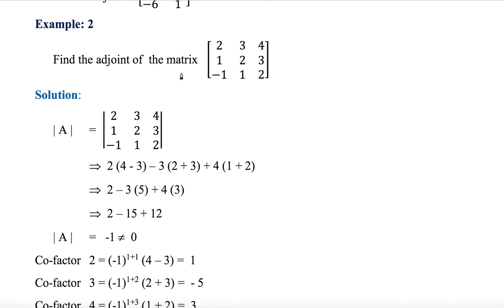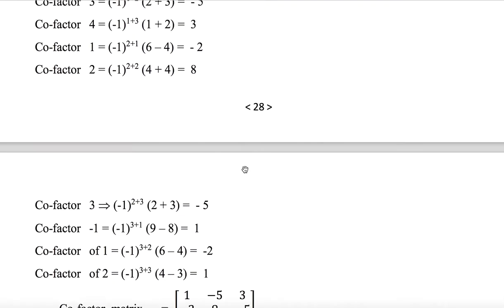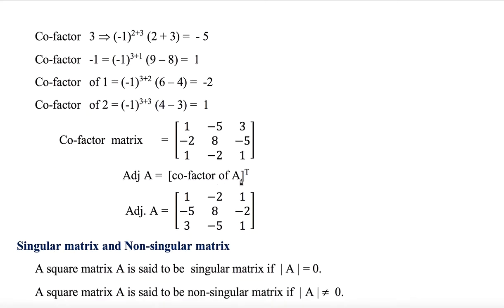So find the adjoint of the matrix. We will proceed in the same way, whatever it may be. You want the adjoint, so find the cofactors. First, you need to check whether the rank is 3 or not. How to check? Find the determinant. The determinant shouldn't be equal to 0. Every cofactor you found, you place it here. And the transpose of the cofactor matrix is nothing but adjoint A.